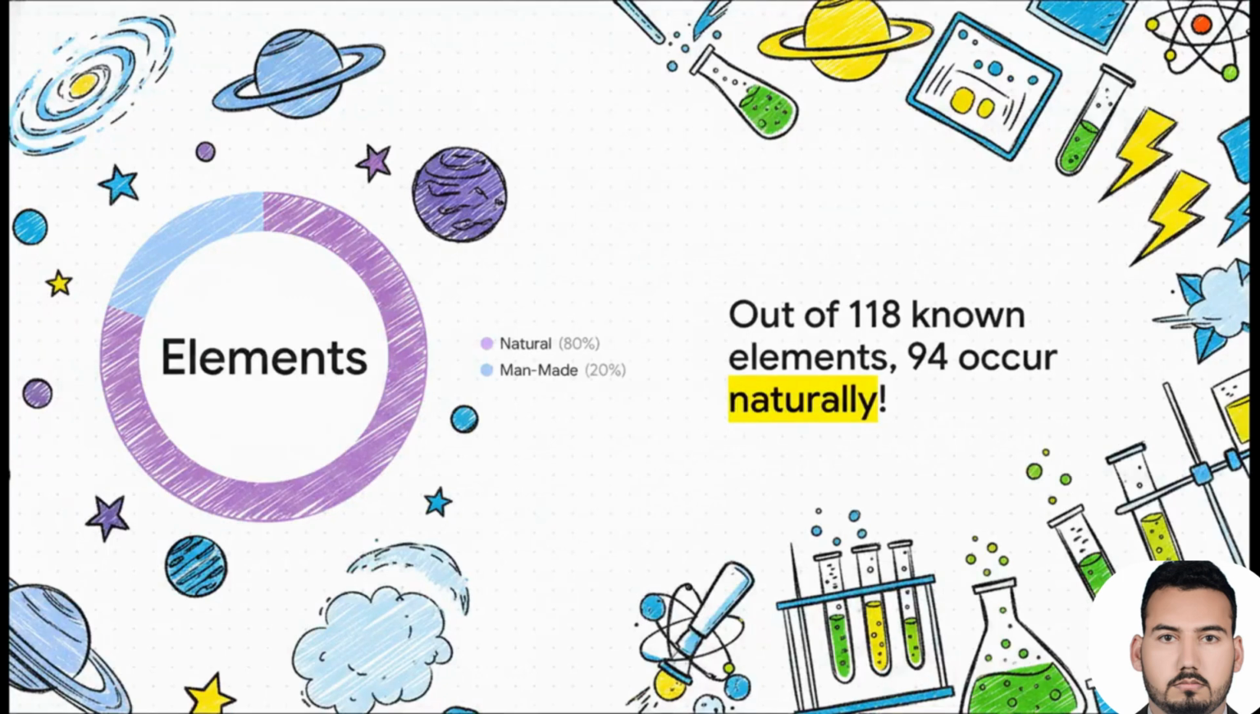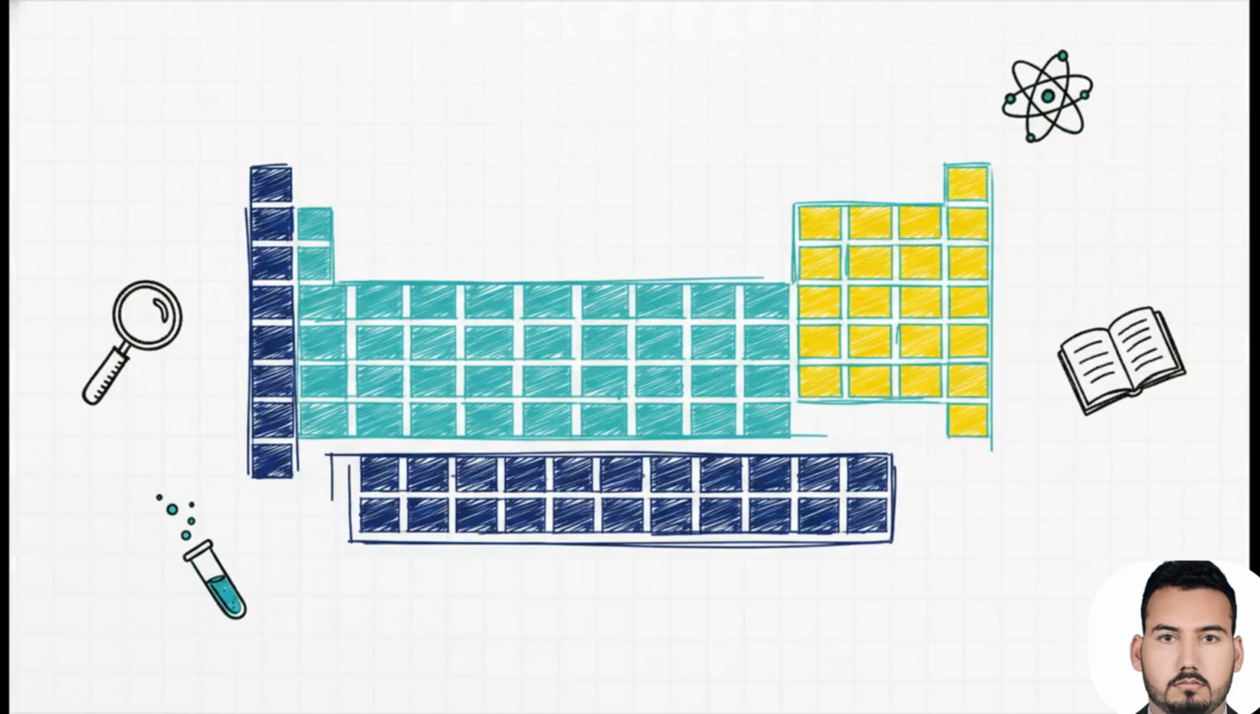Remember those 118 elements we talked about? Well, there's a pretty wild division here. Only 94 of those actually occur naturally in the universe. That means the remaining 24 elements were entirely created by humans. Think about that. Scientists literally synthesized 24 brand new elements in laboratories. We didn't just discover the building blocks of the universe, we actually cracked the code and learned how to build entirely new ones ourselves.